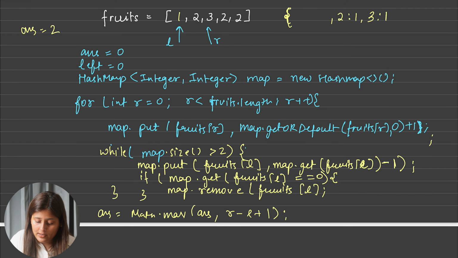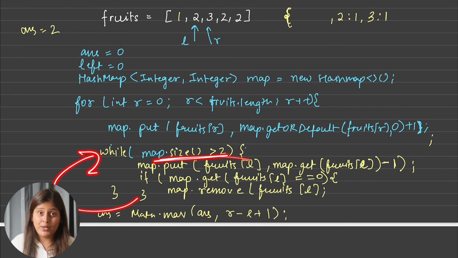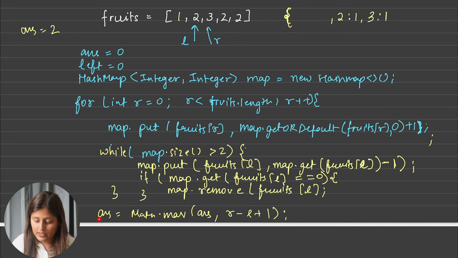Then I will move this left pointer ahead. Now again it will check, is the map size still greater than 2? No, it is not. So now we don't want to run this while loop anymore, and we will come out of it and update our answer. So what is the maximum length now? Still 2, correct? After the update also it will be 2 only.